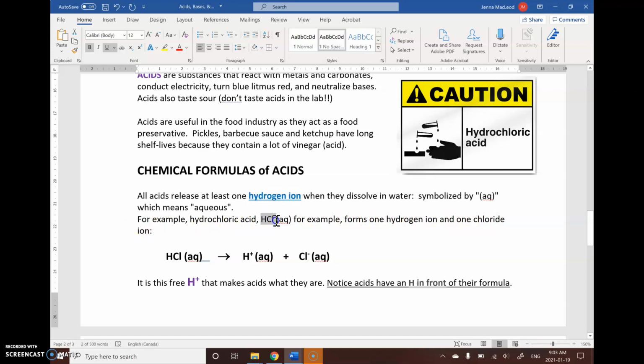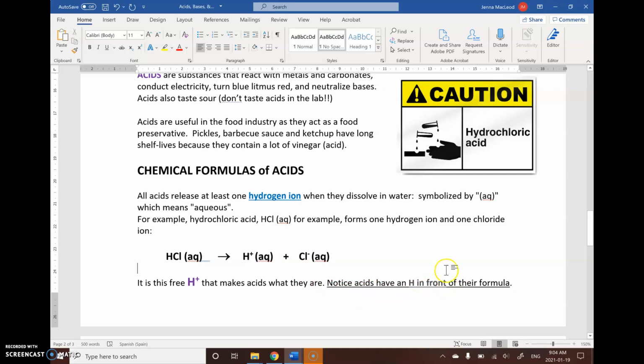When you look at this, you can see that it is an acid because it has a hydrogen attached to another element, in this case chlorine. So hydrogen chloride will undergo a decomposition reaction and produce hydrogen ions and chloride ions. This hydrogen ion lets you know that this was an acid. It is this free hydrogen ion that makes acids what they are. Notice acids have an H in front of their formula.